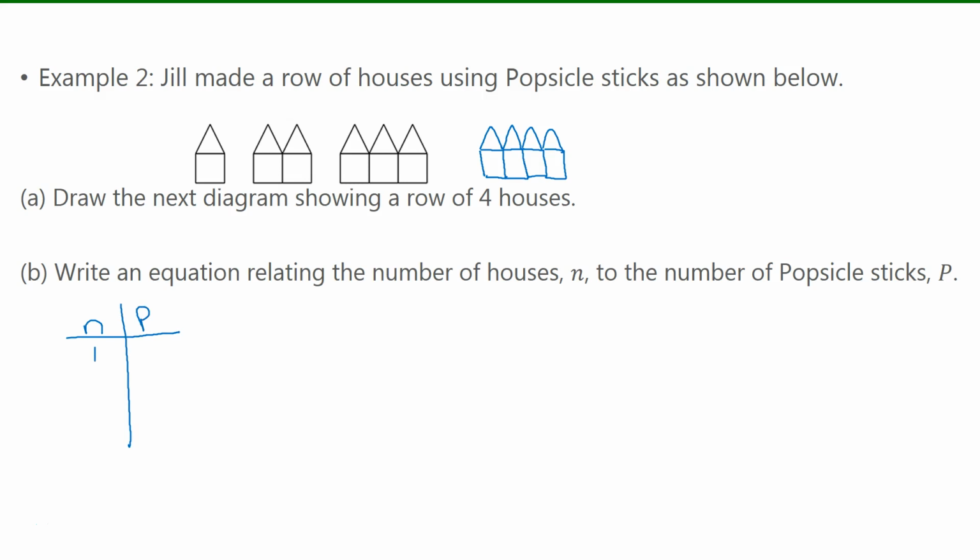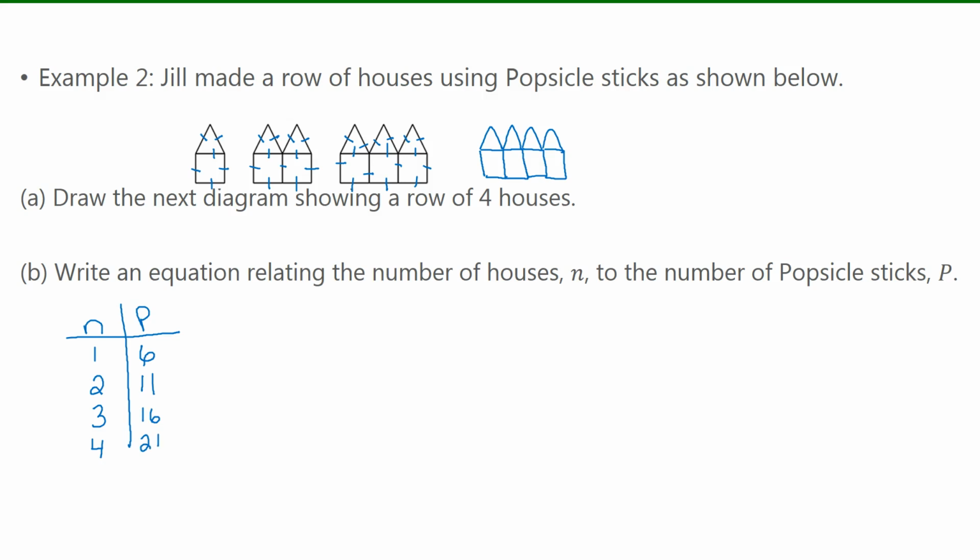So let's see, if we have just one house, we have 1, 2, 3, 4, 5, 6 popsicle sticks. If we have 2 houses, 1, 2, 3, 4, 5, 6, then 7, 8, 9, 10, 11 popsicle sticks. For 3 houses, we get 16. And if you counted up the 4 houses, you'll see you'll have 21.